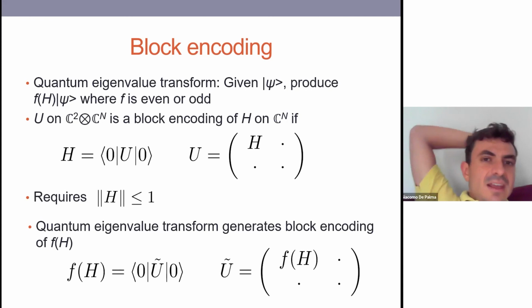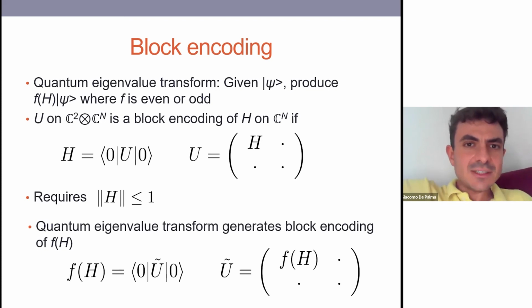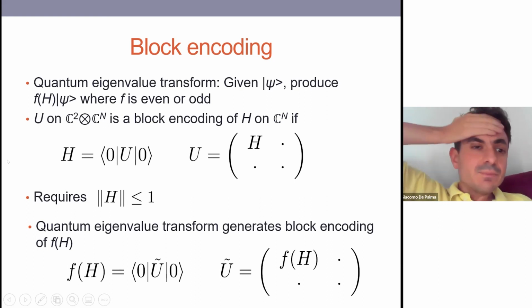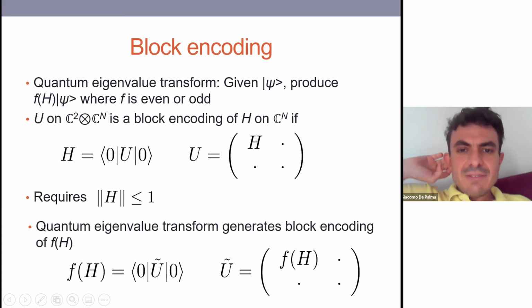So to see how this works, the quantum eigenvalue transform is based on a technique called block encoding. So what is a block encoding? We say that a unitary operator U is a block encoding of a Hamiltonian H if more or less H is a block of U. So U in some basis has this form where we have H in the top left block and we have something else in the other blocks.